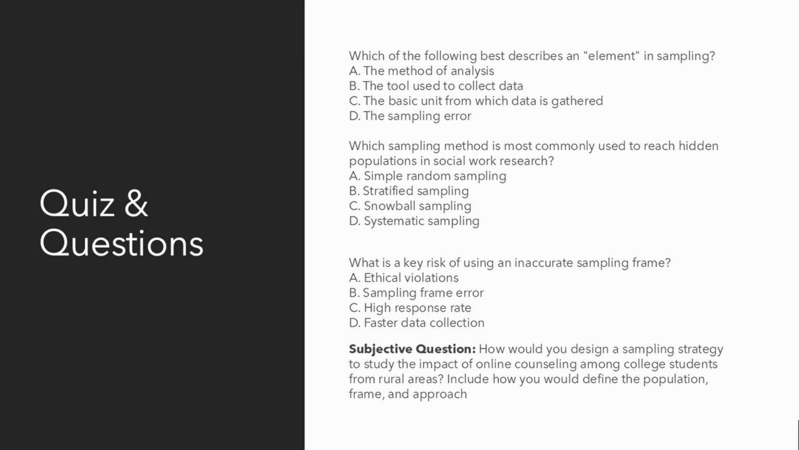Let's quickly recap what we've covered today with a short quiz and a reflective question. Question 1. What is the element in sampling? Is it the method of analysis, the tool used to collect data, the unit of data, or the sampling error? Question 2. Which method is best for accessing hidden populations in social work research? Think of vulnerable or hard-to-reach groups. Question 3. What happens if the sampling frame is inaccurate? What kind of error might that introduce?